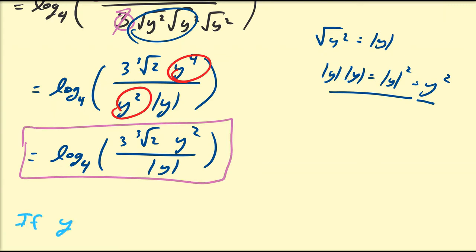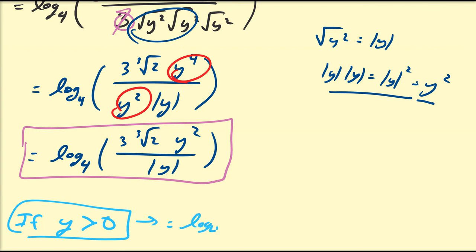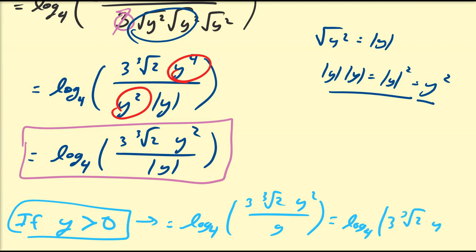But if y is greater than 0, it clearly can't be equal to 0, then this is going to be equal to the log base 4 of 3 cube roots of 2 y squared over y, because the absolute value of a positive is itself, and that's just going to be equal to the log base 4 of 3 cube roots of 2 times y, right? Very simple looking expression, right?